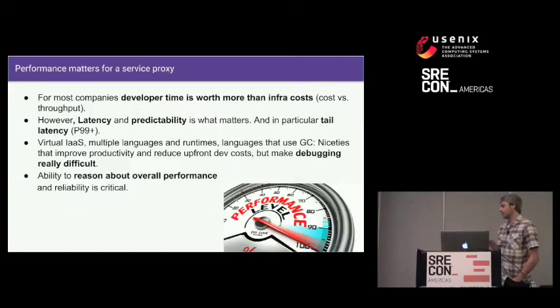I think most companies that are here that aren't Google or Facebook, most people would argue that dev time is worth more than probably compute costs. But what I think people don't think about very often is the cost of tail latency. And by tail latency, I mean looking at things that happen out at like P99.